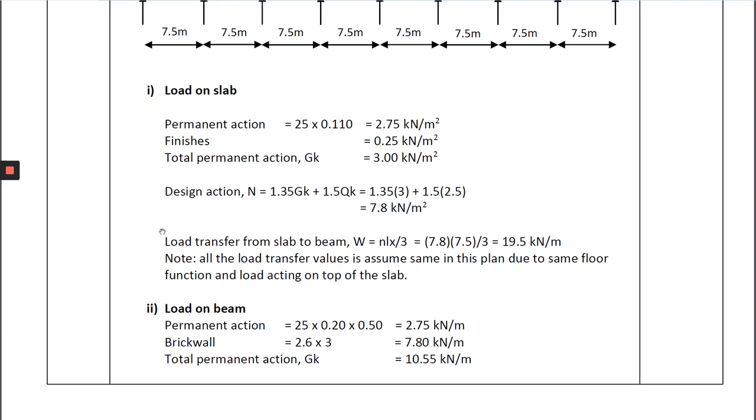Then we have to transfer the load from the slab to the beam by using this formula, because this is a two-way slab and it is a triangular shape. That's why we're using NLX over 3. Then the answer here is 19.5 kilonewton per meter.